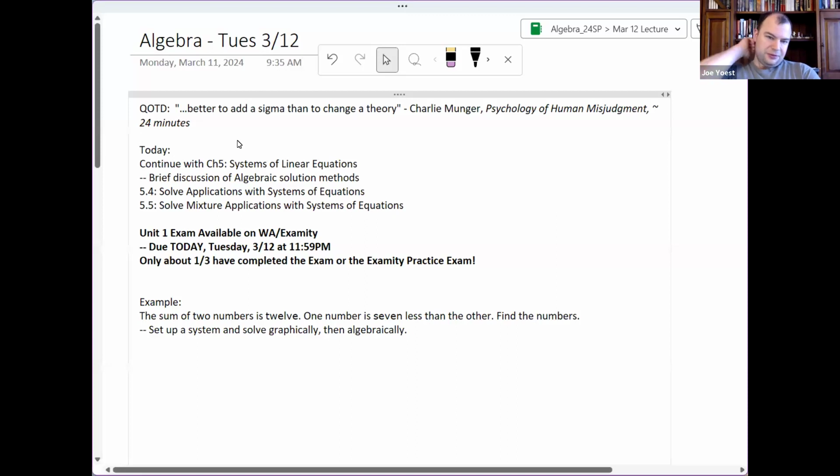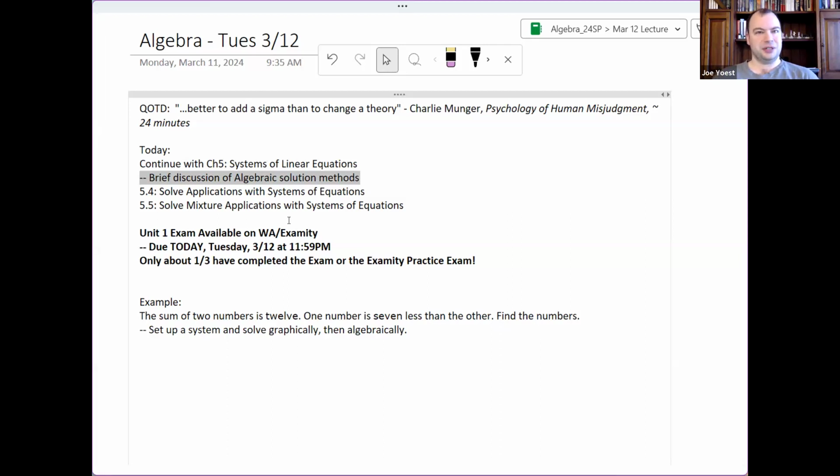Okay, so the plan for today is just to continue on with chapter 5, systems of linear equations. It's not technically part of the course, somewhat ironically for an algebra course. Sections 5.2 and 5.3. At CCAC, the way that we've structured our curriculum, we choose to leave that until Math 108. But I would like to go through just a brief discussion, just show one example of each of two algebraic solution methods.